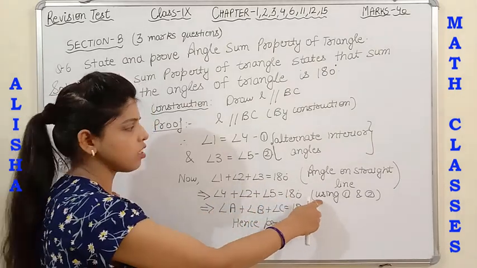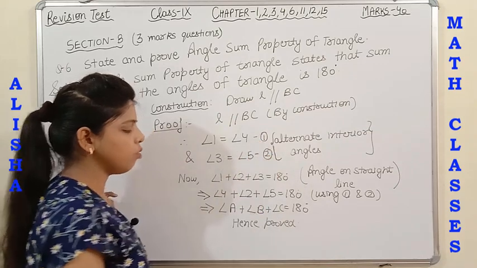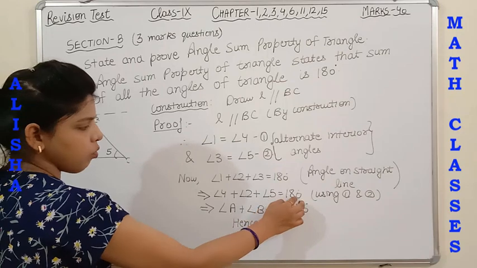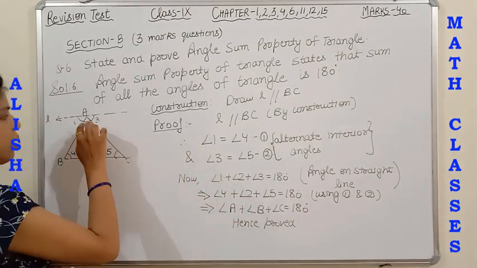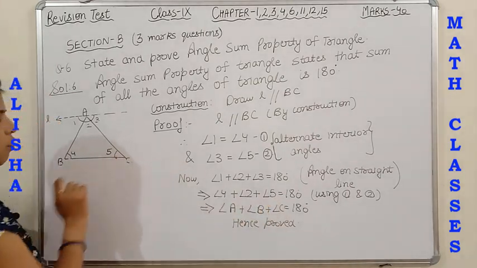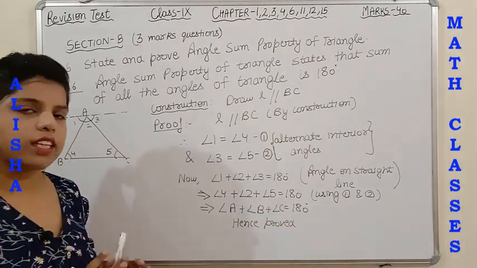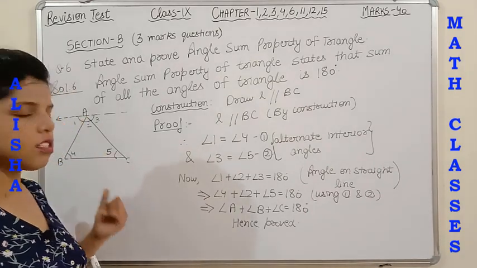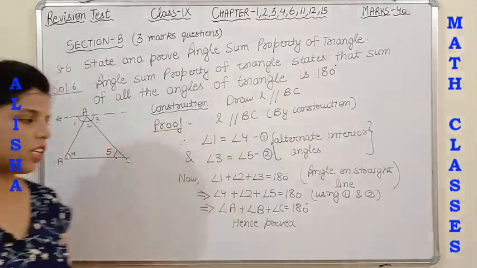In the bracket I have given using equation 1 and 2. So here I have proved that the angle sum of a triangle is equal to 180 degrees, because angle 2 is equal to angle A, angle 4 is equal to angle B, and angle 5 is equal to angle C. So the sum of all the angles of a triangle is always equal to 180 degrees.